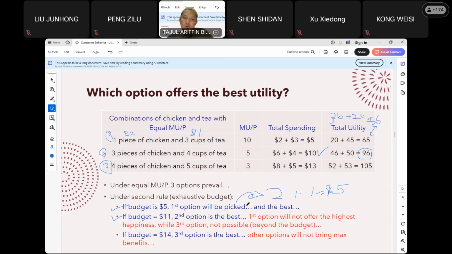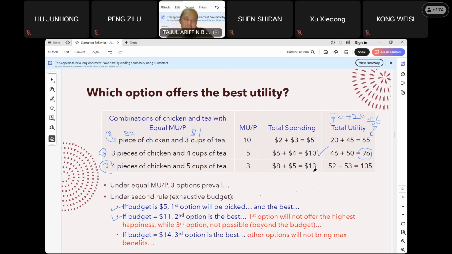So you can argue, no, I don't want this, I want to try. If I opt for another combination, up to you. You just pick anything that does not give the same mu over p. But surely you will not get the highest utility. Option 1 possible, but brings less. Therefore, you don't opt for it. Option 3 not possible. You only have $11. Option 3 costs you $13.